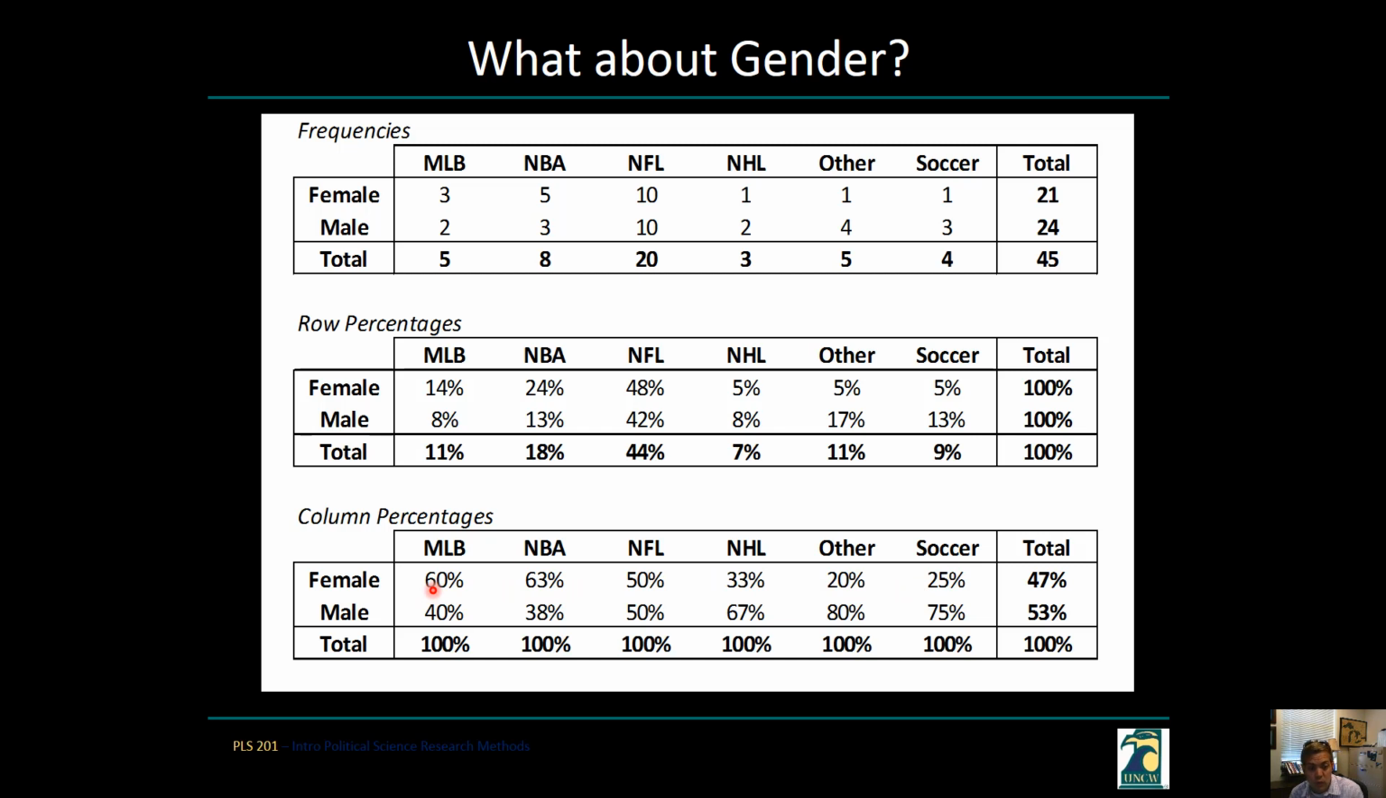So the correct way, 60% of those who like Major League Baseball are female. Or let's go up here, 5% of females like the NHL. Right, so row versus column percentages.